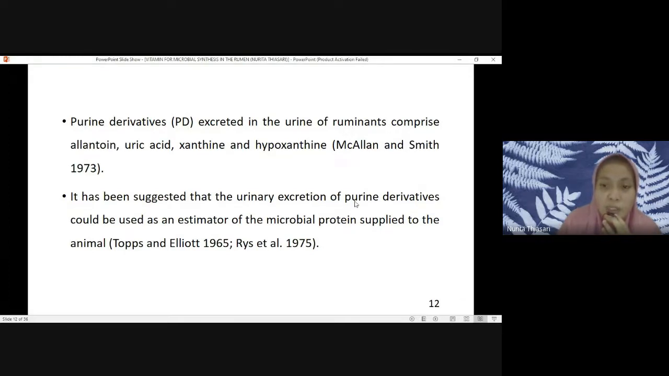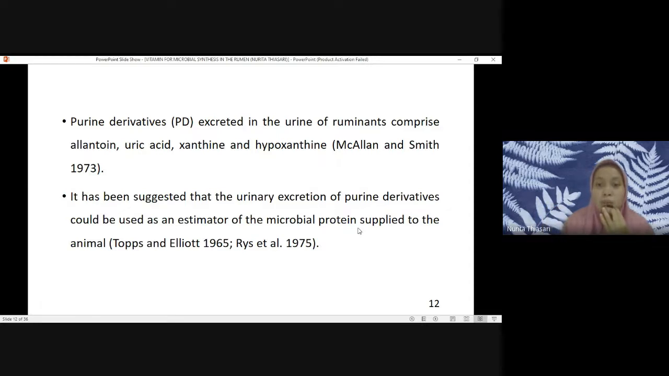So here, I would like to explain that the purine derivative is one of the estimators for microbial protein, which is synthesized in the rumen. The correlation with the vitamin: when the animal is supplemented with the vitamin in the rumen, the microbial protein synthesis will increase, and then the microbial protein will be broken down into nucleic acid, and the nucleic acid will go to the intestine, where it will be broken down to become purine, and then purine becomes purine derivative, and it will be excreted into the urine.